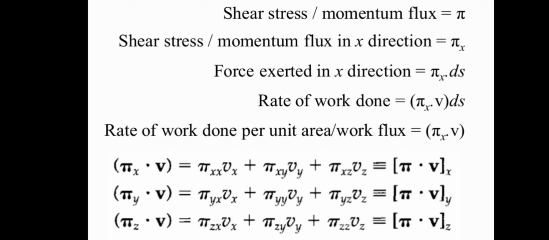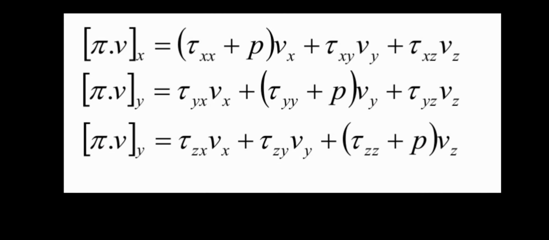Therefore, the force exerted in x direction on the surface element ds is pi x into ds. The rate at which work is done by this force is then pi x into ds into Vx, and the rate at which work is done per unit area, or the work flux, is pi x into Vx. Importantly, we expand on the components of this work flux. For a surface perpendicular to x direction, the work done involves not only the x component of velocity, Vx, and the x component of the stress tensor tau xx, but also the y and z components of velocity, Vy, Vz, interacting with the corresponding shear stress components tau yx, tau zx.